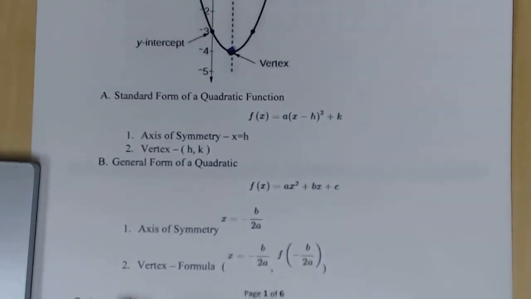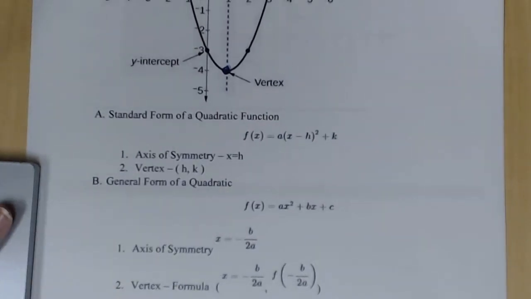First of all, we need to talk about the standard form for a quadratic. The standard form for a quadratic is f of x equals a(x minus h) squared plus k. This is really important when it's set up into this form because we can grab information very quickly and easily. A couple pieces of information that we can figure out: the axis of symmetry will be at x equal to h.